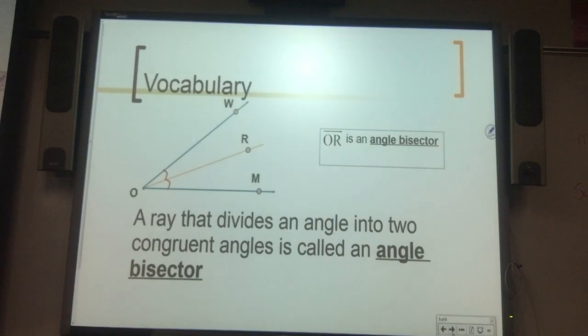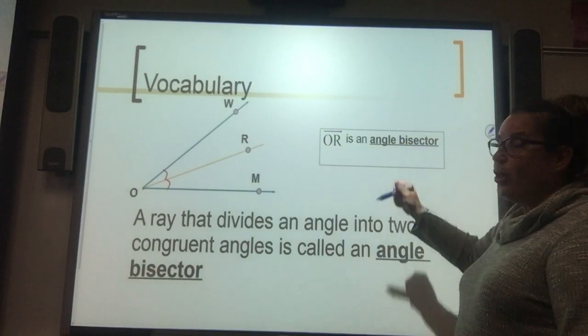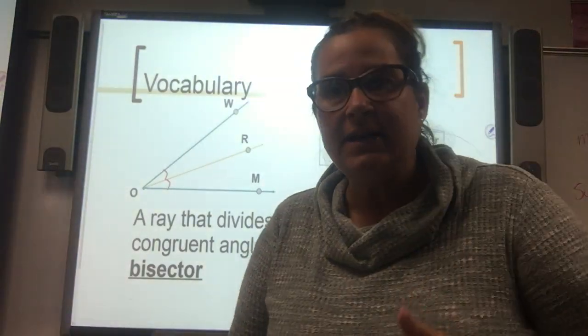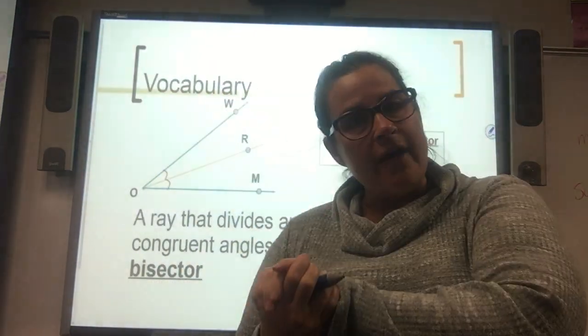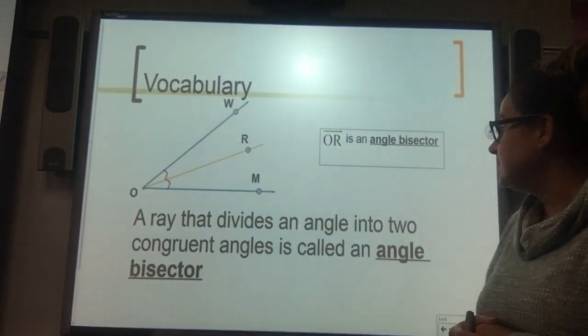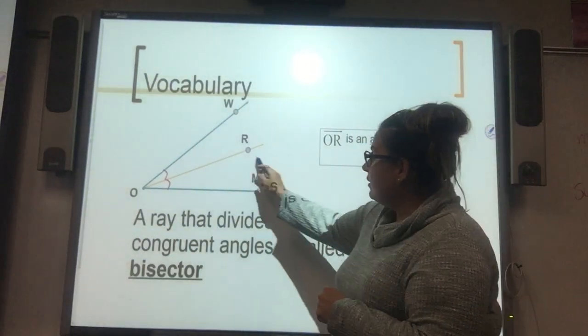All right, so some vocabulary. We have something called an angle bisector. Bisect means to cut in half. So it's a ray that cuts an angle in half. That's what an angle bisector is. It's a ray that cuts it in half.